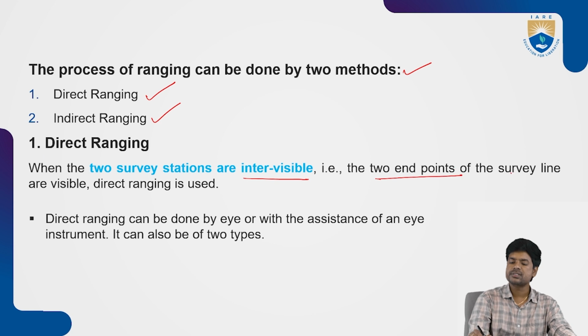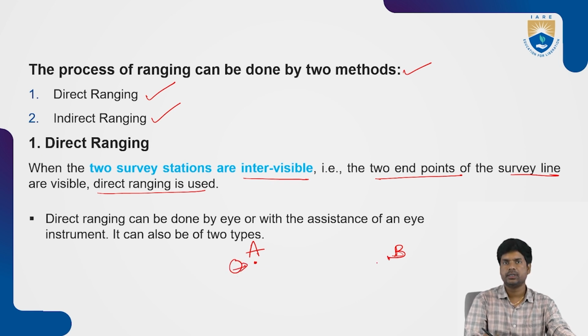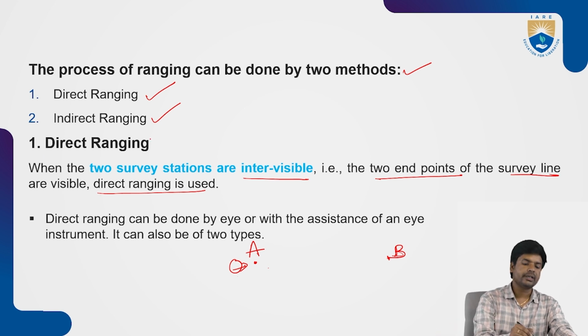two endpoints of the survey line are visible, direct ranging is used. Suppose here we have point A and here we have point B. If you see from here, this point and this point are both visible. Sometimes if the distances are more, we cannot see the other end point, the other station point. So there we are going to use other types of ranging methods, but here these 2 points are visible, so this particular type of ranging is called direct ranging.